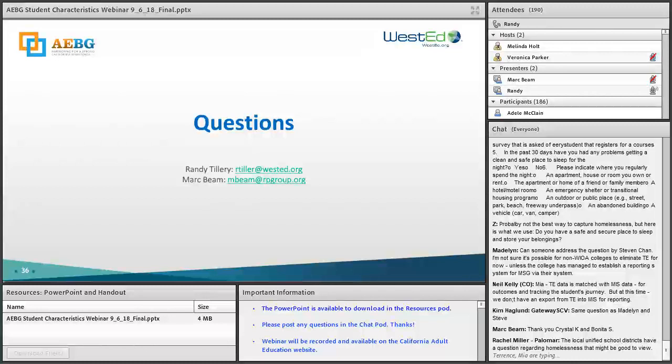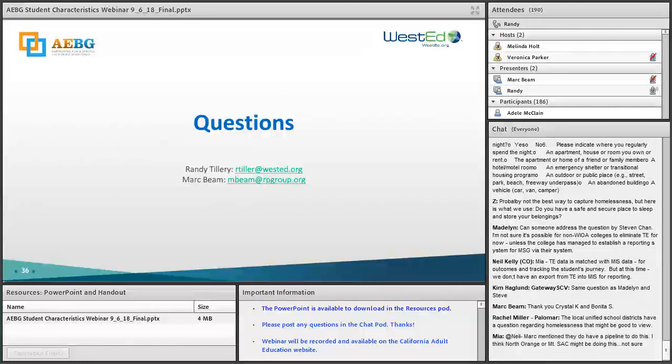Neil's answering questions about data matching between TE and MIS. The Launch Board does collect comprehensive enrollment student level data from K-12 adult schools, and we match that against the MIS records to track really significant issues. So if someone's identified with a barrier in non-credit or the adult school, we can carry that information through and see how they actually perform on the credit side later on.